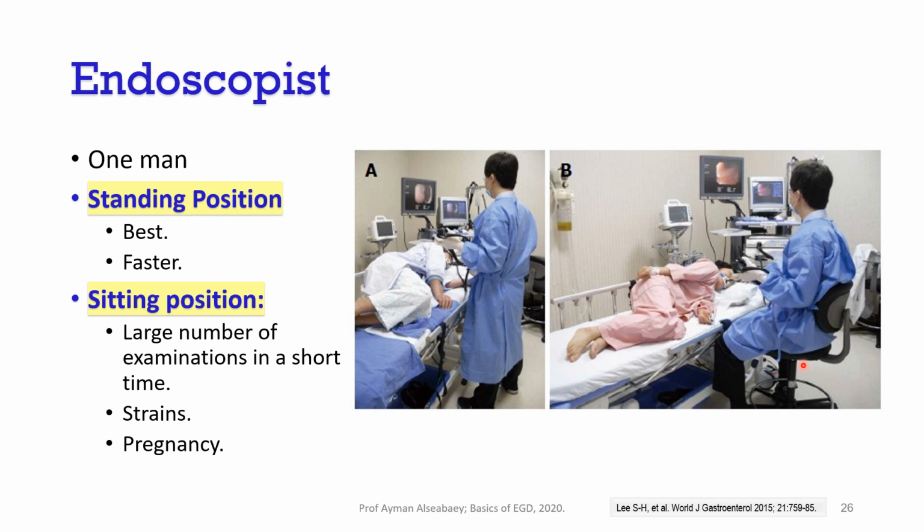a chair like this. In this type, he will be very rapid, and it is very convenient for the endoscopist. But this position for the endoscopist can be used when you are doing a large number of examinations in a short time, if the endoscopist is female and pregnant, or you have a strain in your legs. And there is a nice case in the literature of a doctor who had quadriplegia and continued his work doing endoscopy on a chair like this.